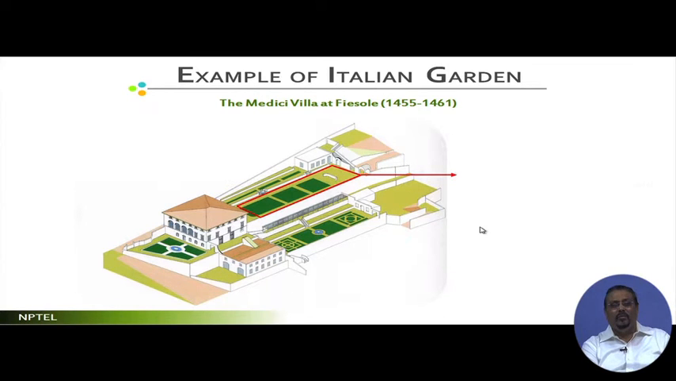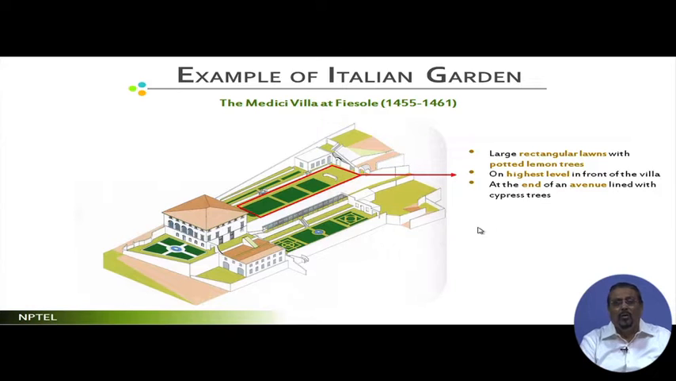Look at this, which we have tried to highlight. The lawns were large, rectangular, and they had potted lemon trees. This was placed at the highest level, and then the next level, and then the next level, and there is another garden here. Okay, let us see one by one. On the highest level, in front of this, the placement is very appropriate. The access is from this particular side, and this avenue is lined with cypress trees.